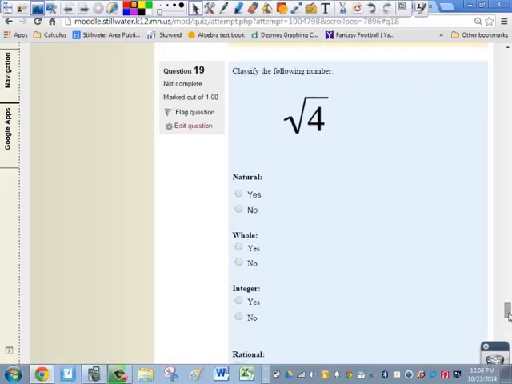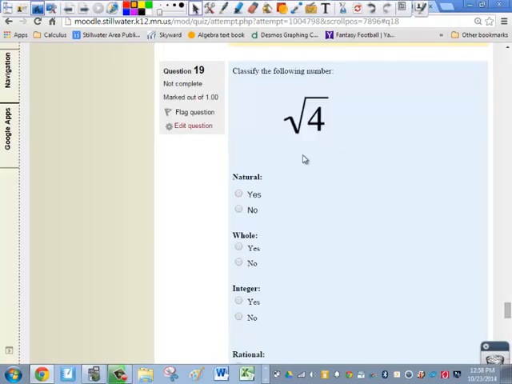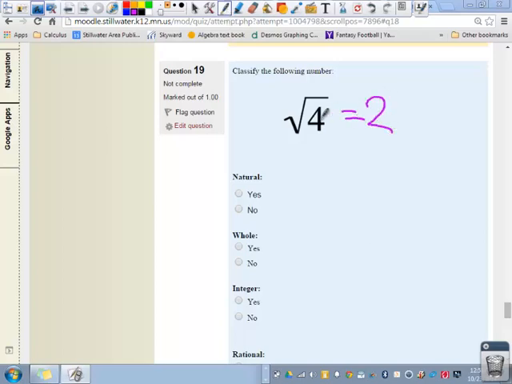Moving on. Okay, we're going to classify this number. First, can you simplify it before you can classify it? Well, what's the square root of 4? Just because it's square root doesn't mean you can't simplify it. Square root of 4 is actually equal to 2, because 2 times 2 is 4. So is that natural? You bet it's natural. It's a natural number. It's a whole number. It's an integer. Falls under all those situations.